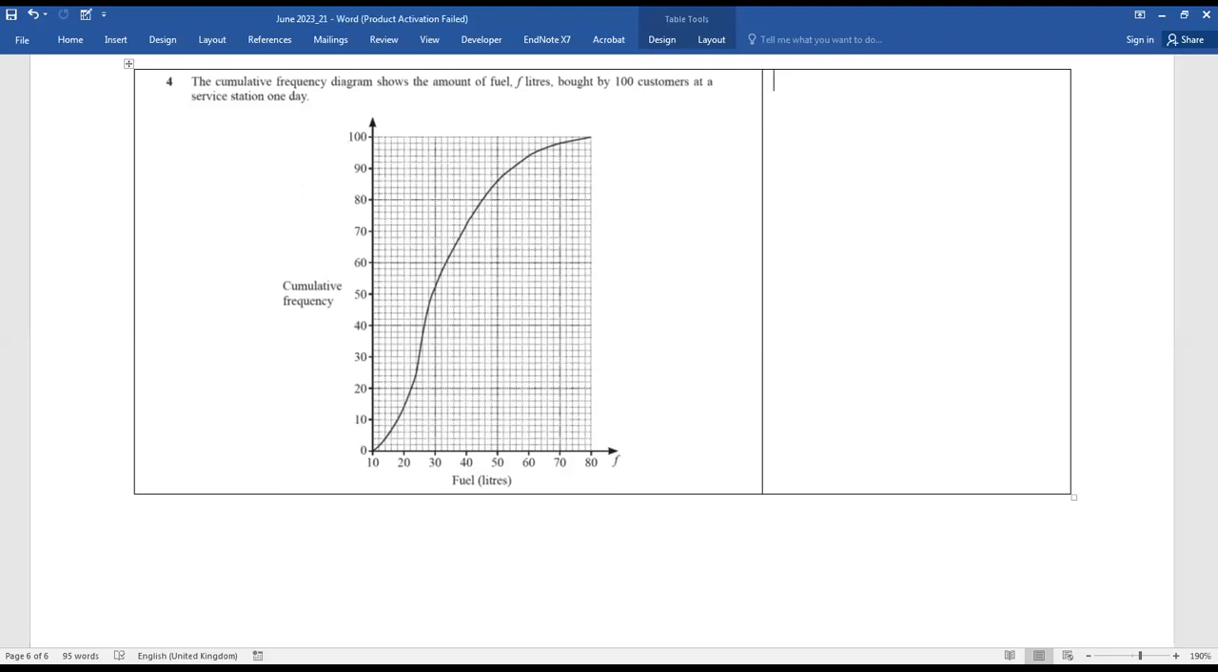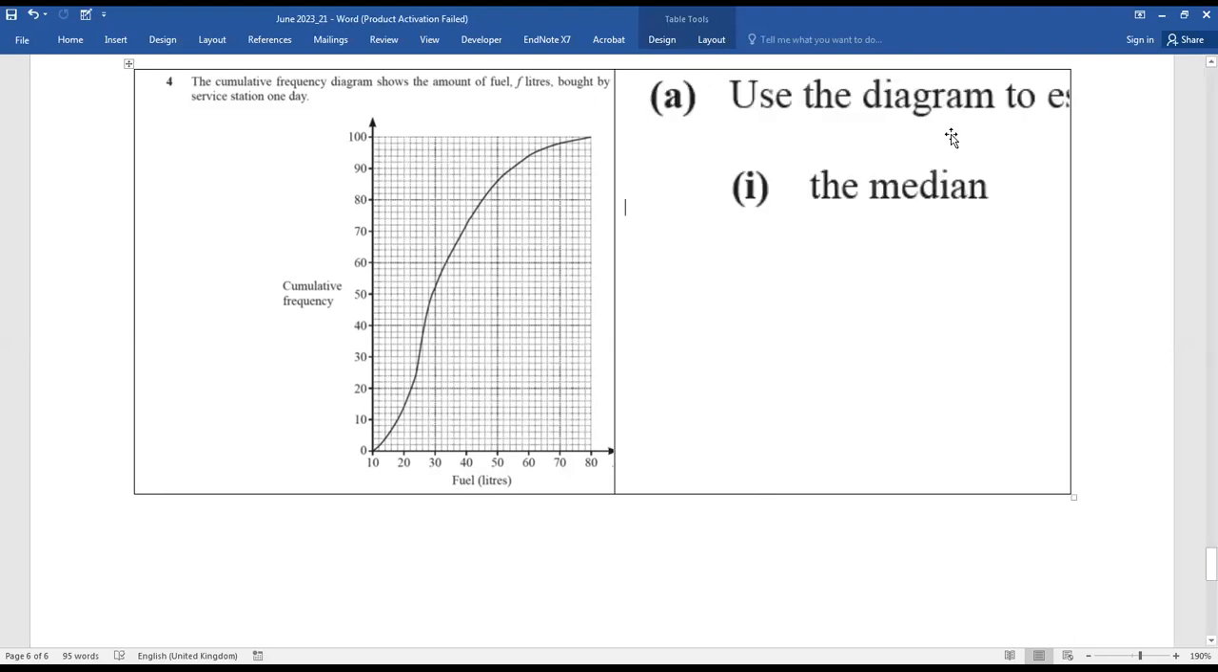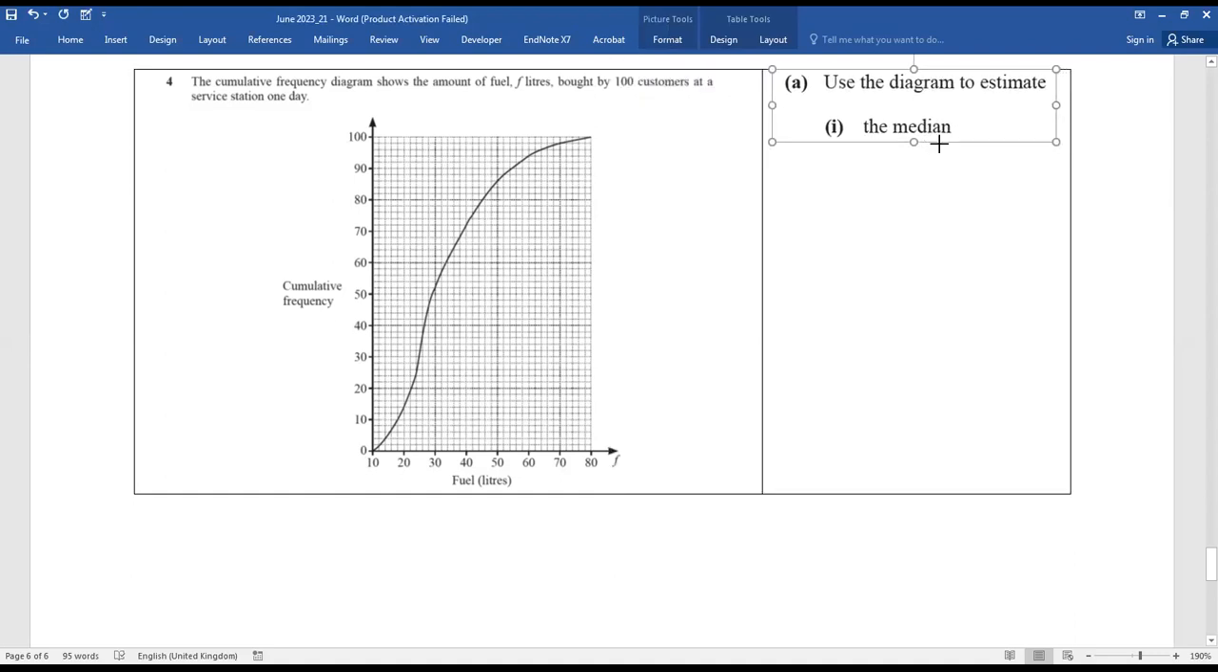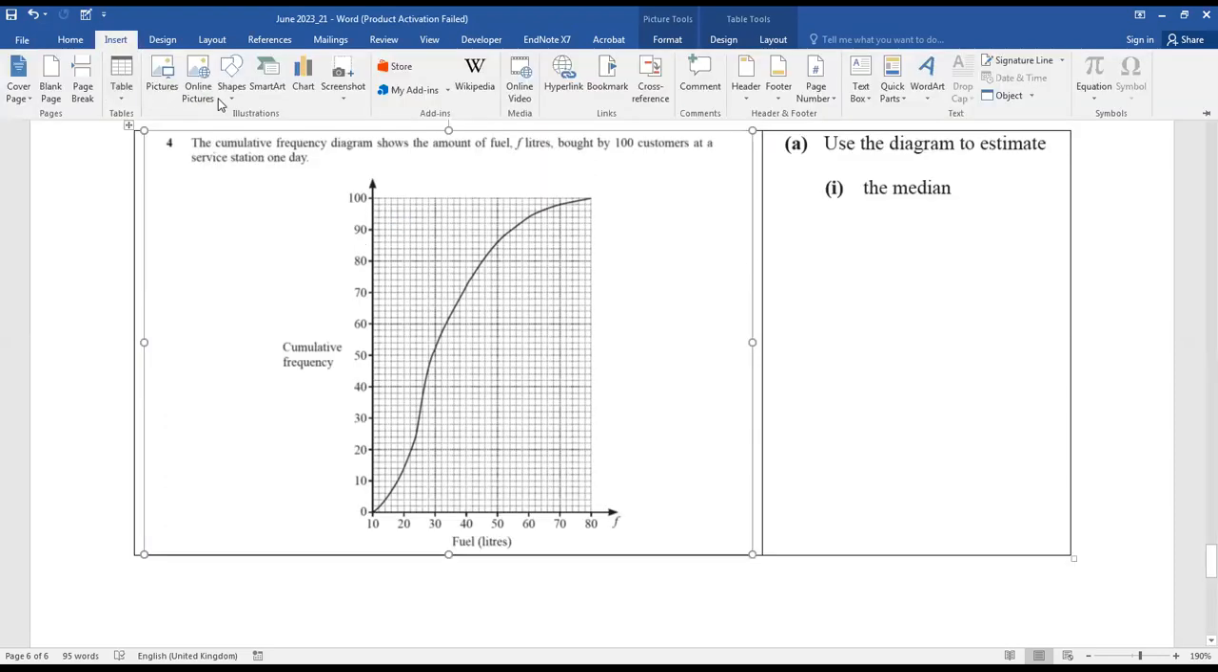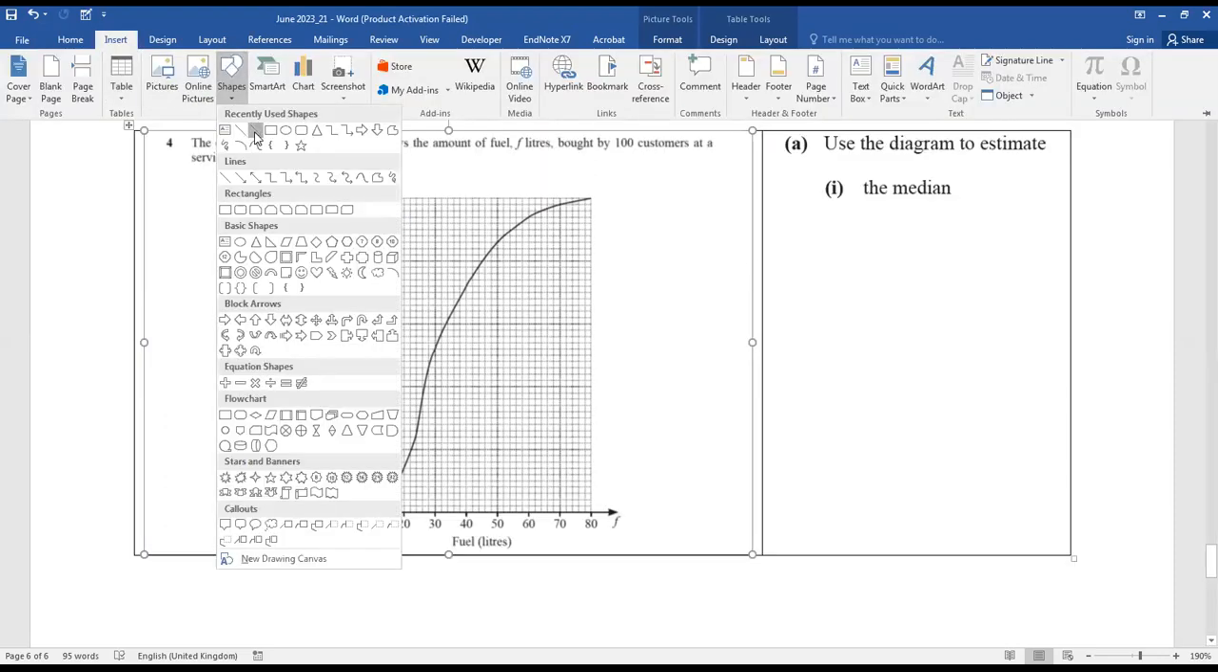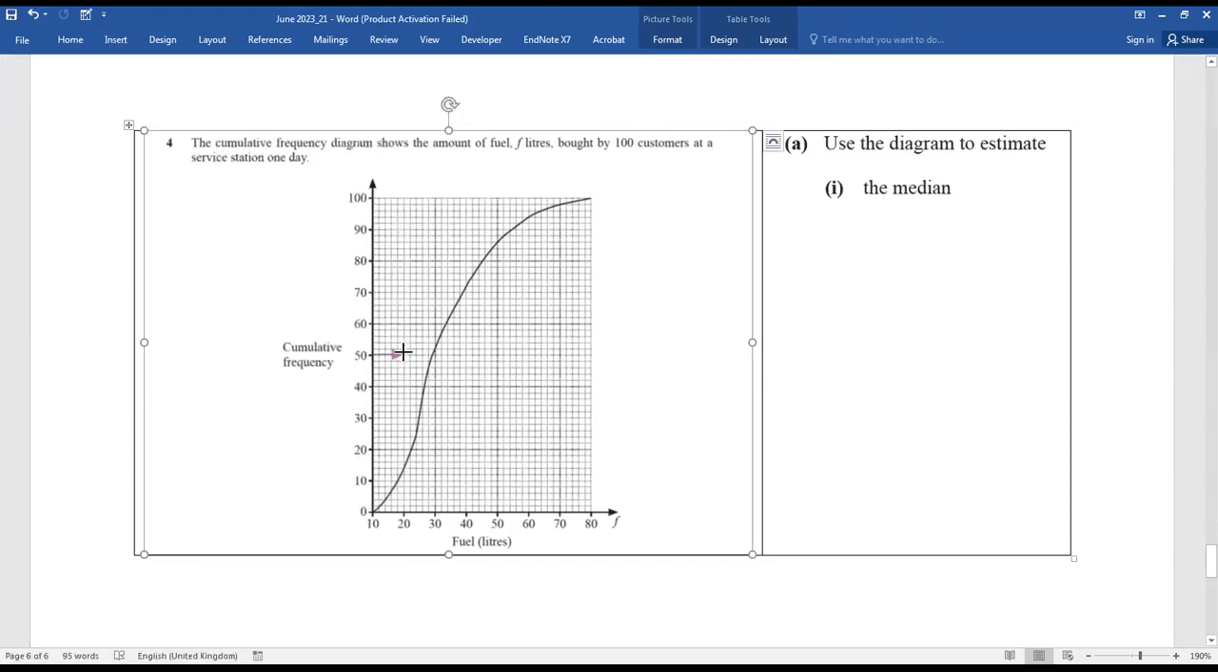Question number 4. We need to find the cumulative frequency curve, and the question expects us to find the median. Median is the middle value. In the cumulative frequency curve, we have 100 readings in this one, so the median will be the 50th reading as per the graph. And this is giving me somewhere around 29.